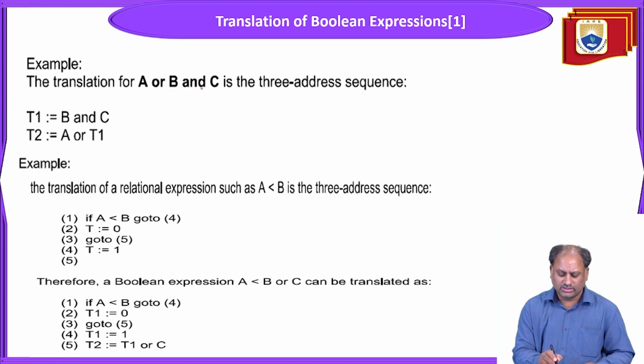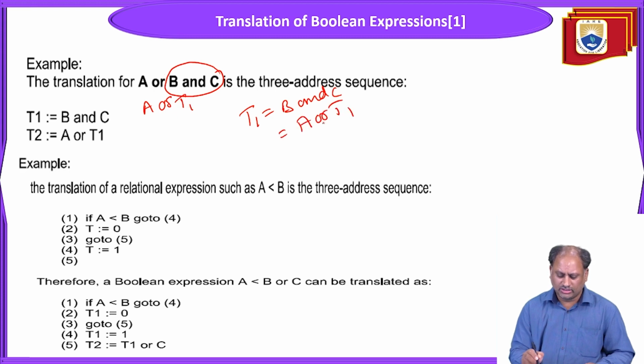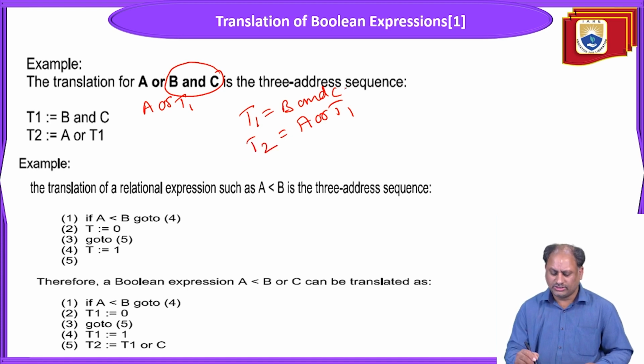So here instead of taking the two operators, we will take first one operator, B and C. That is to be considered as a temporary, T1 equal to B and C. Now what happens here? A or what is B and C? T1. Now this is assigned with A or T1, to be assigned with a new temporary. So this is a three address sequence. Now we can easily convert this expression into a three address sequence.